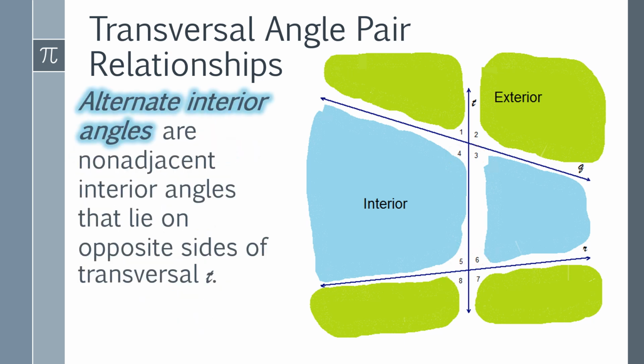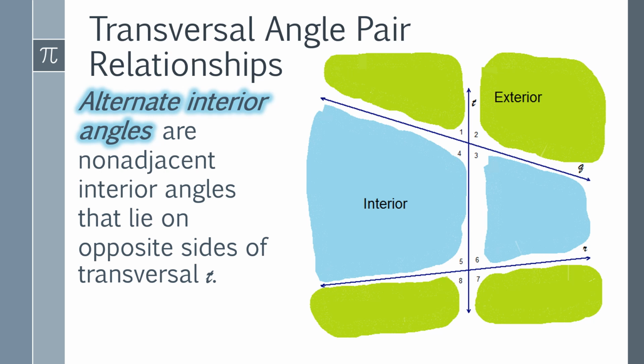Alternate interior angles are non-adjacent interior angles that lie on opposite sides. So non-adjacent, what does that mean? Well, 3 and 4 are right next to each other here. So we would say angle 3 and angle 4, see they're next to each other. That's adjacent. We don't want adjacent. So we want, they're not adjacent, but they're on opposite sides.